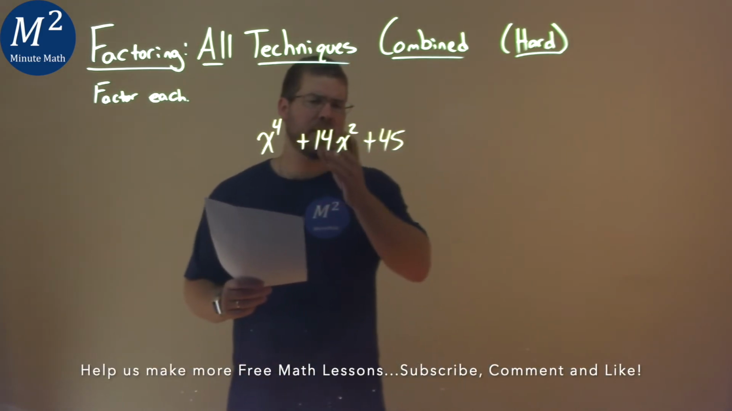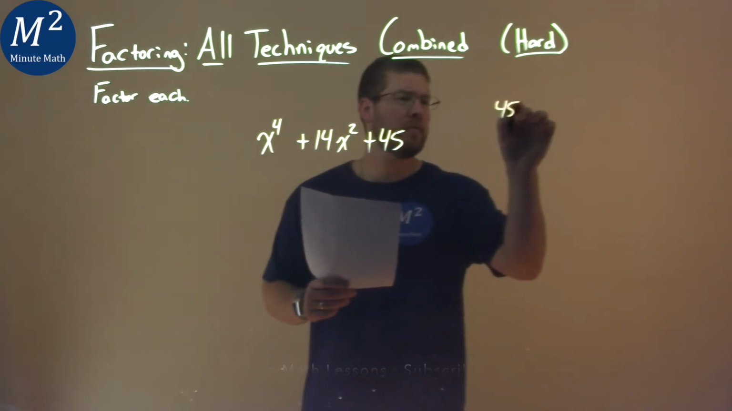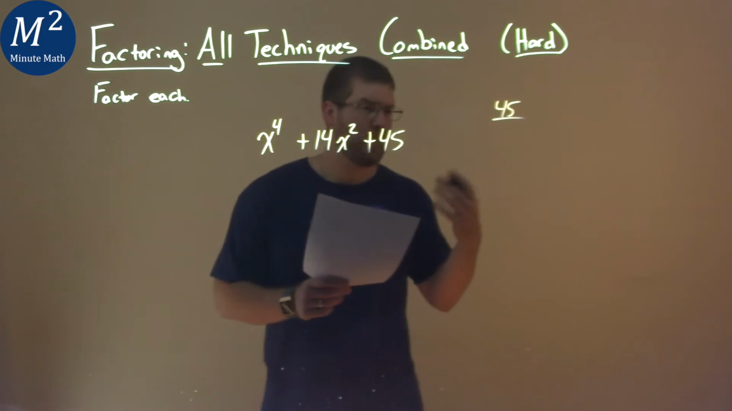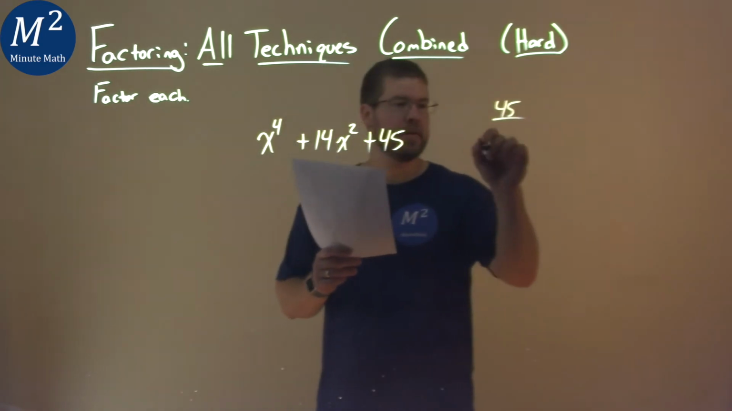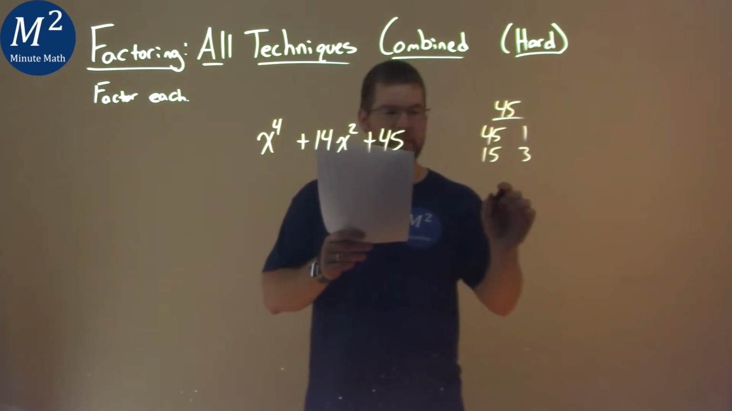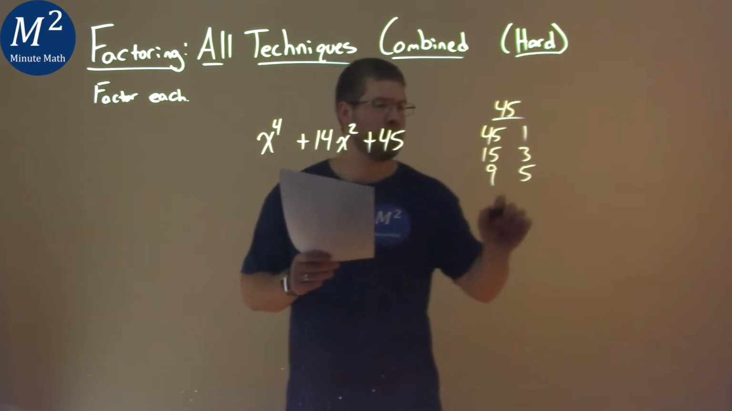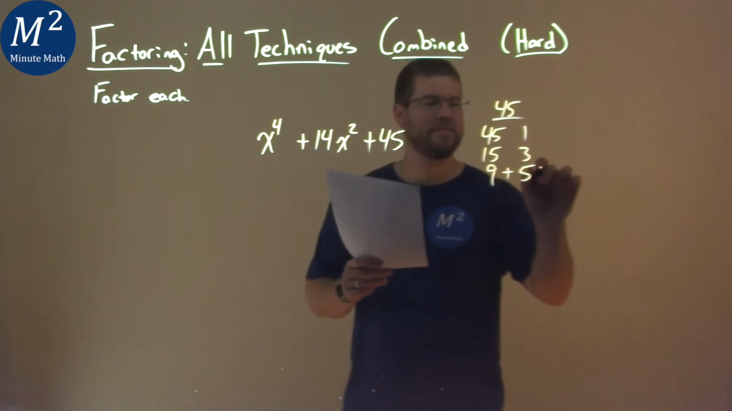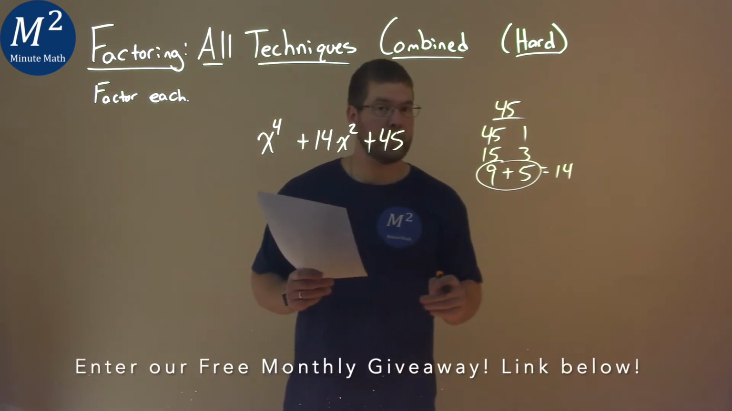I notice this is actually in quadratic form. So what that means, we take our c value, 45, and we find the numbers that multiply to be, well, 45, but add to be 14. Let's toss them out here. 45 and 1, 15 and, well, 3, and 9 and 5. Well, what's 9 plus 5? 9 plus 5 is 14. We got it right there. So these are the two numbers that we're looking for.